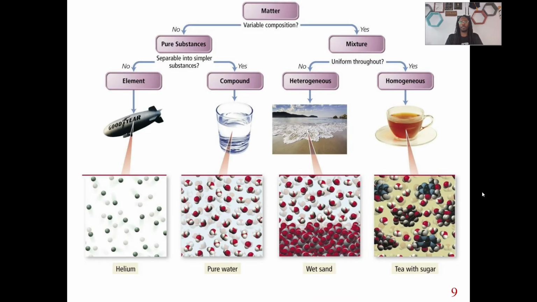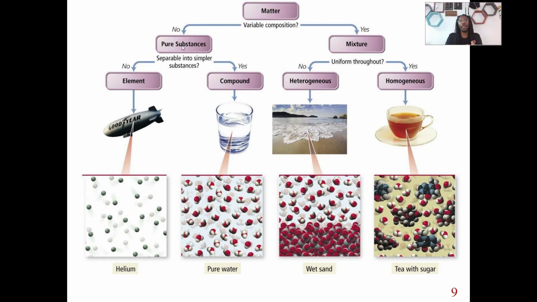So let's look at this example over here. This is a good breakdown. So matter, we can always break this down into two things: pure substances and mixtures. Let's go down the pure substance way. You got to ask yourself this question first: does my composition change? If it does not change, it's a pure substance.